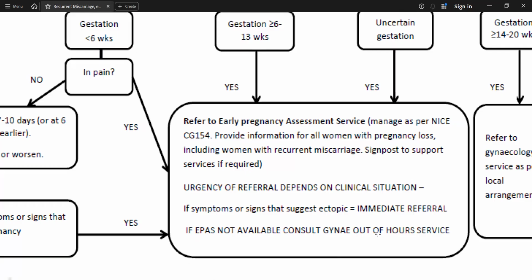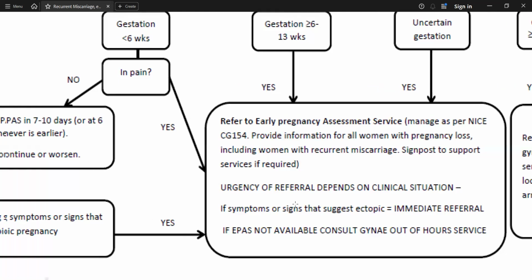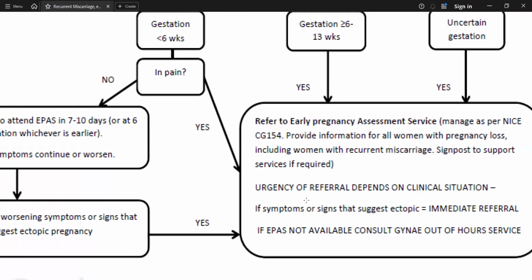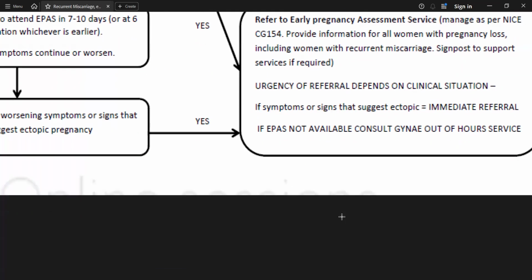According to what? According to the urgency or according to the heaviness of bleeding, let's say, or her psychological state. Maybe she's very depressed and she is crying heavily and so on. So you shall manage her according to her case, but urgency is always there for those who are having signs and symptoms of ectopic pregnancy.